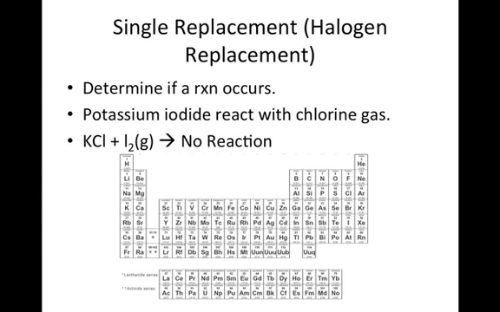Single replacement using halogens. The first thing we have to do here is to determine if a reaction possibly could occur. So we end up with the activity series of halogens, increasing as we go up. Fluorine is the most reactive, iodine is the least reactive. The single replacer needs to be higher on the periodic table than the thing getting replaced. Since iodine is lower than chlorine, it will not replace chlorine, and so no reaction occurs.